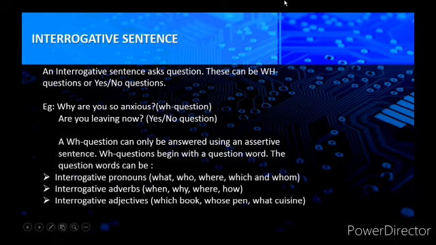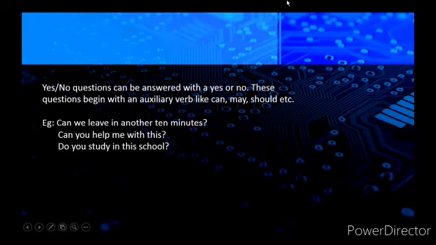And a yes or no question can be answered with a yes or no. So this begins with an auxiliary verb. As I told you, yes or no questions begin with auxiliary verbs, which include may, could, would, can, should, do, did, etc. Like for example, can we leave in another 10 minutes? Can you help me with this? Do you study in this school?